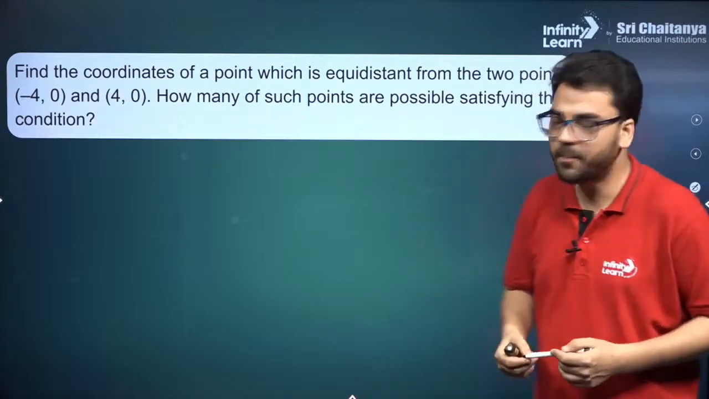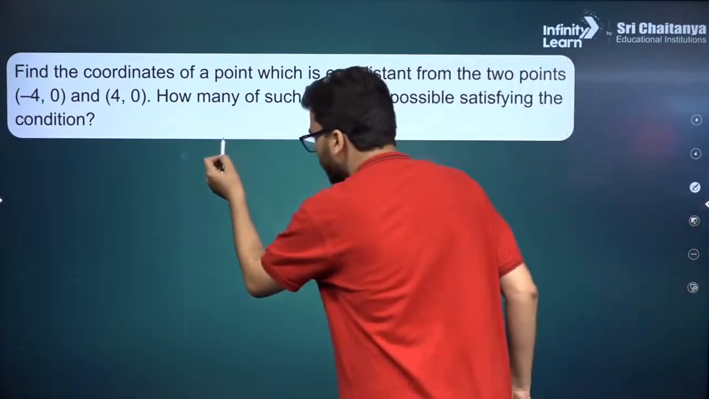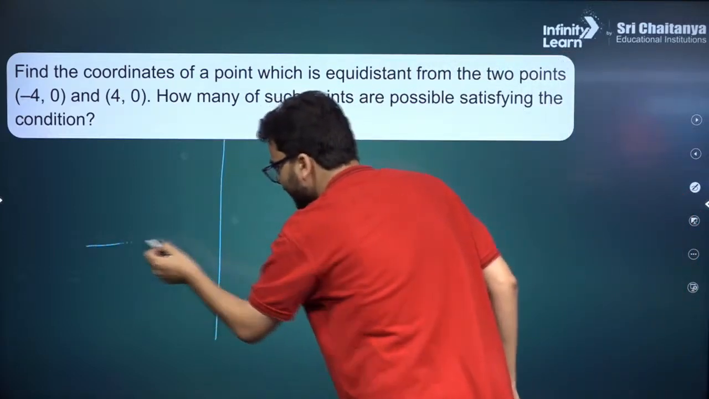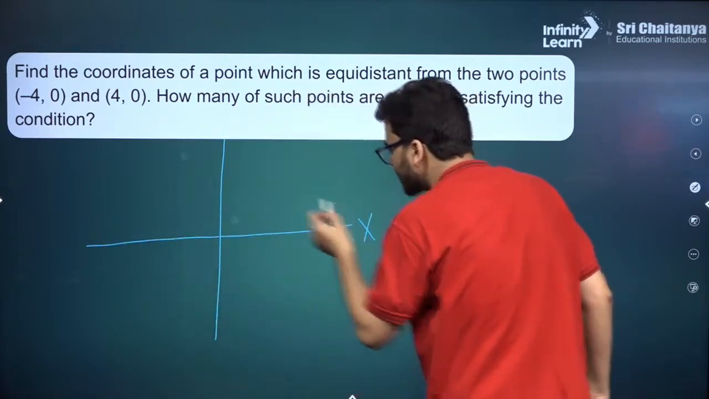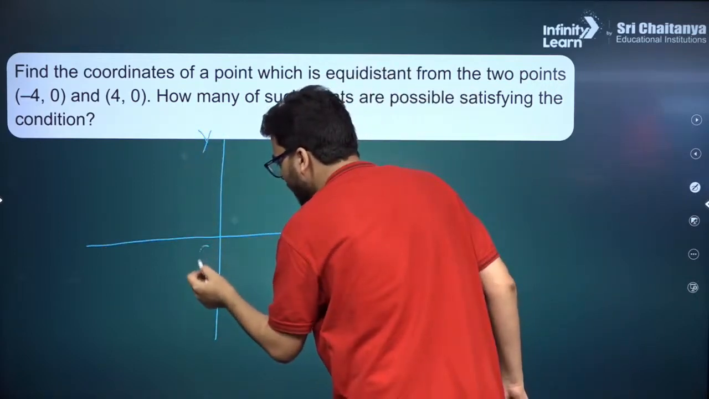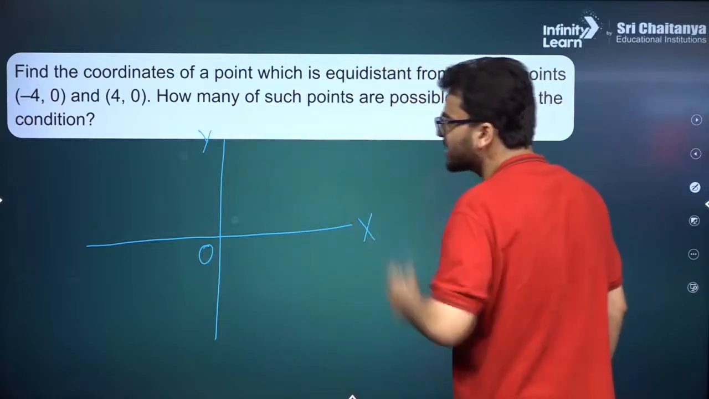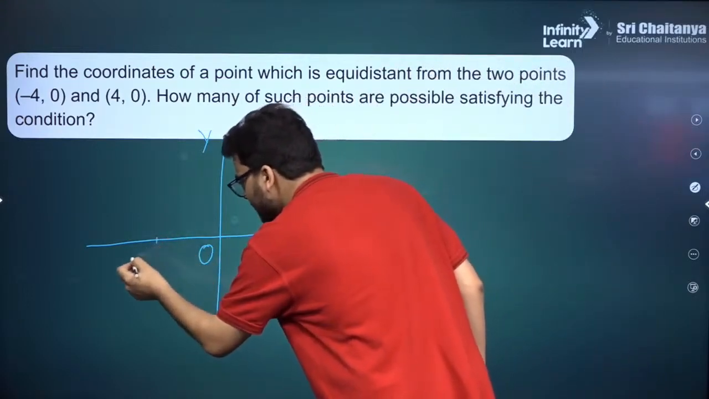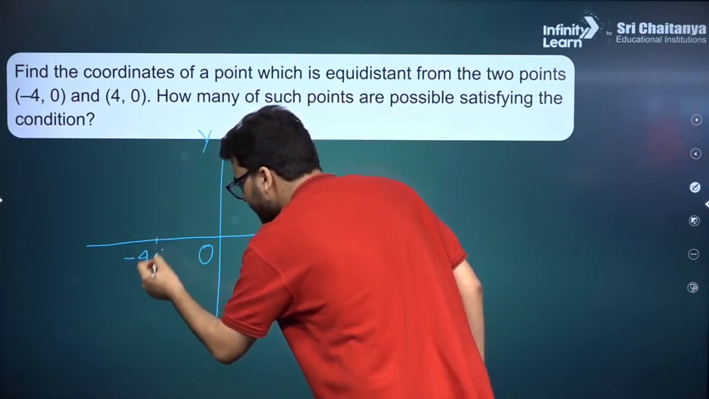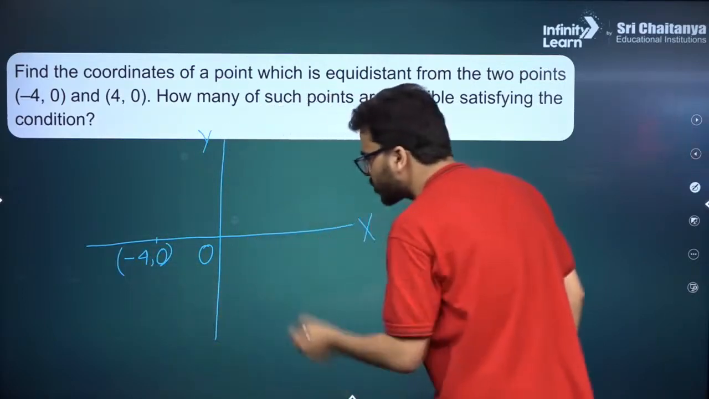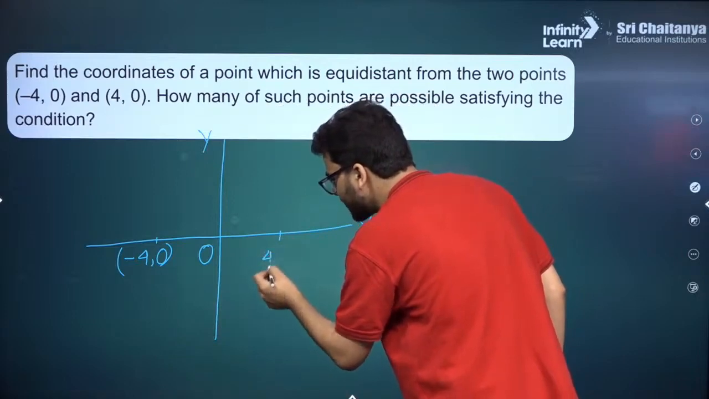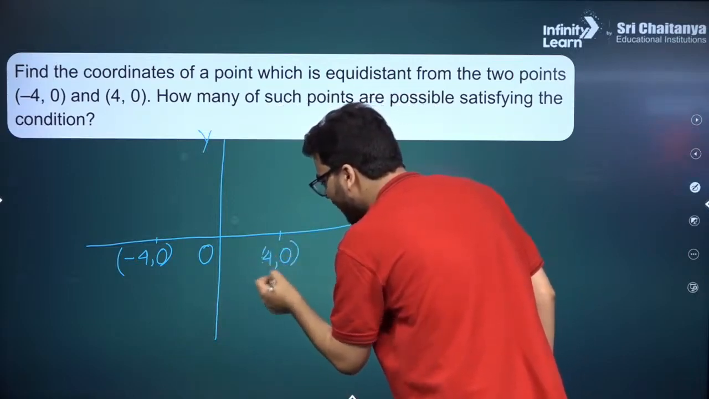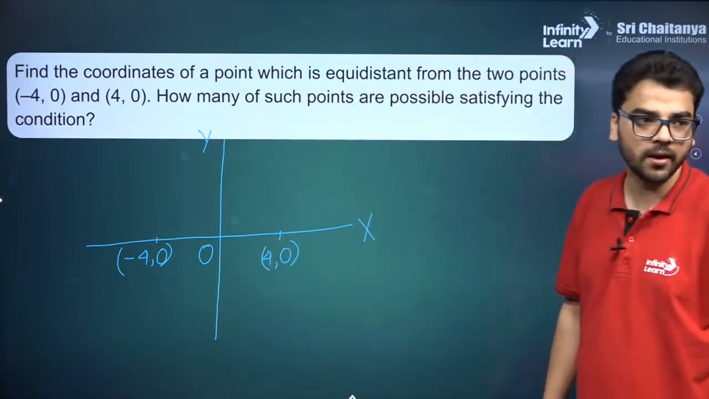So you can plot the points for that, right? If you have got the coordinate axis, like this is the x-axis, the y-axis and the origin. You see the points are -4, 0 and 4, 0. So -4, 0 will be somewhere over here on the x-axis in the negative direction, and 4, 0 will be somewhere over here on the x-axis in the positive direction.